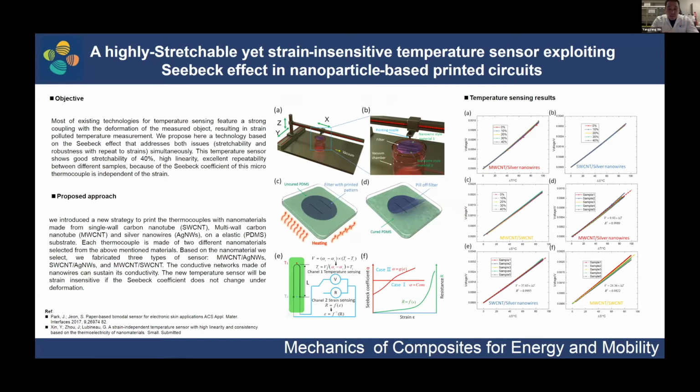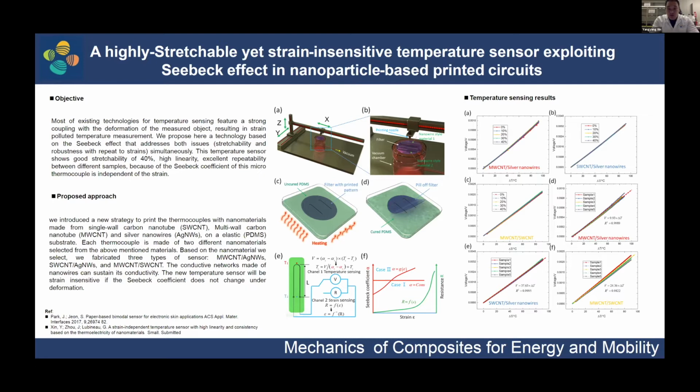As we all know, the temperature sensors we use are almost based on the resistance of the sensor. The drawback of this sensor is that it is really hard to make them stretchable, and they are also affected by large strain. So we thought about how we could solve this problem. We use the Seebeck effect to design the totally stretchable temperature sensor, as shown in the figures.